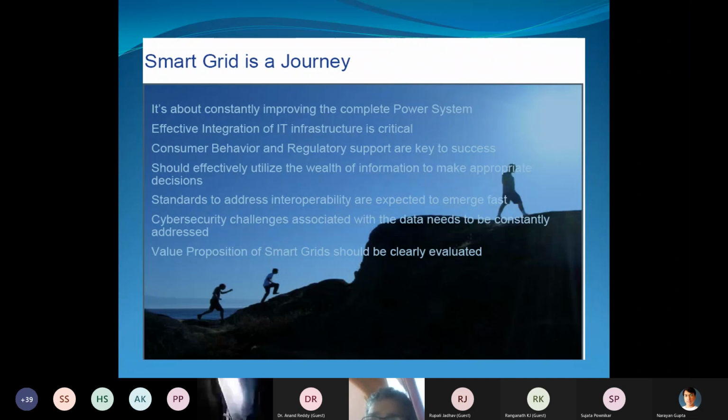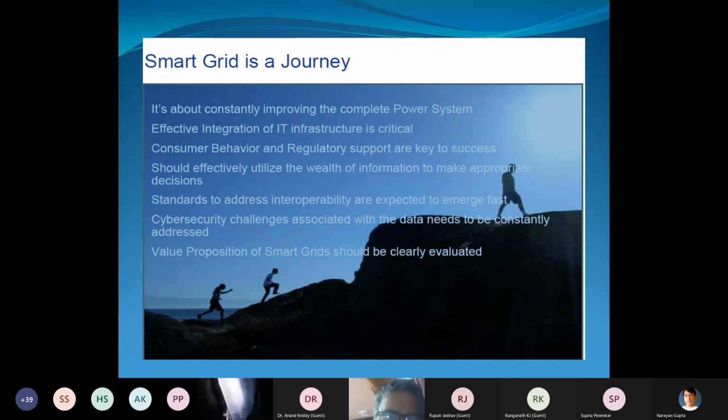Then NTPC also runs MTech courses in Delhi. Earlier, IIT Delhi used to run them. Now they are running themselves. There is a training institute also in NTPC. Consumer behavior and regulatory support are key to success.